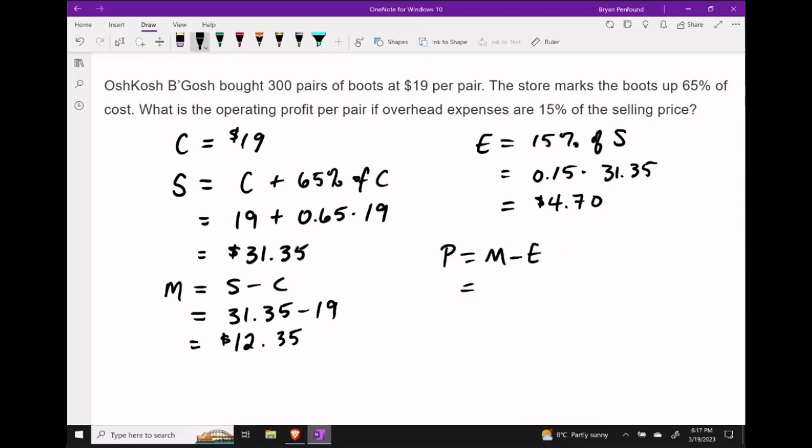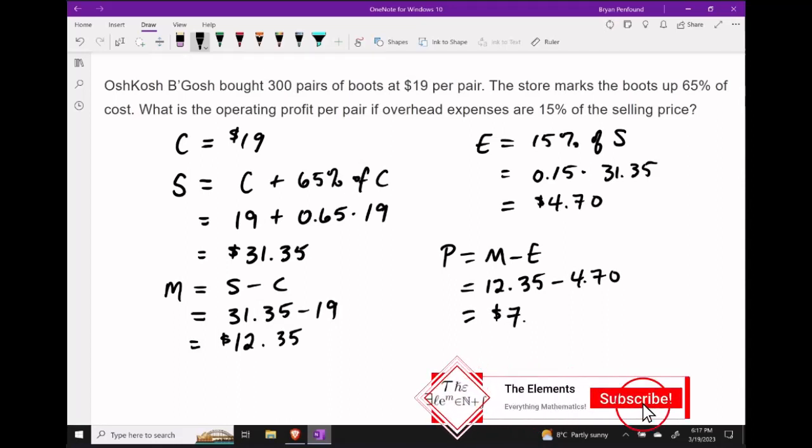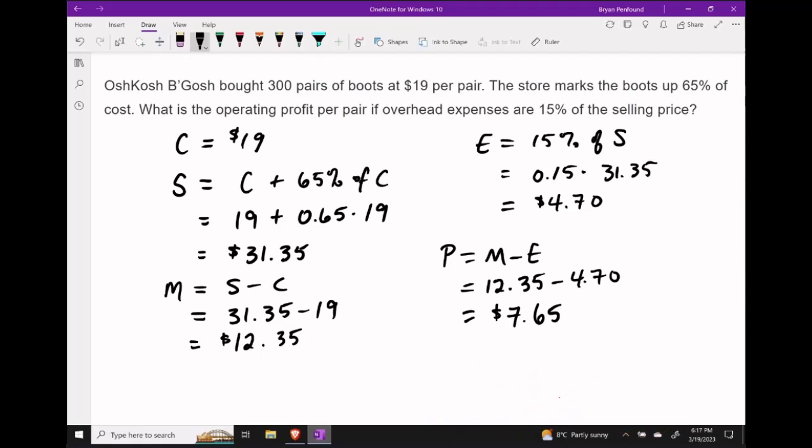So if we want to figure out our profit margin per pair of boots, we're going to take our markup of $12.35 and subtract off the amount that gets allocated to overhead expenses. And performing this subtraction tells us that the profit margin per pair of boots is $7.65.